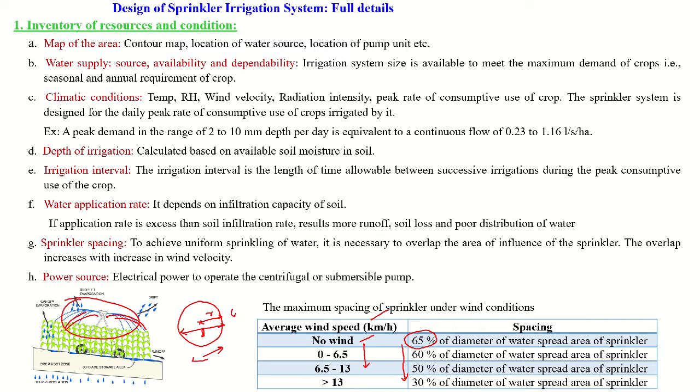Suppose it covers 65% when there is no wind, but in conditions of more than 13 km per hour, the diameter is only 30% of the diameter of the water spread area of the sprinkler. This means higher wind leads to a lesser diameter, meaning lesser distribution of water. So there are chances of overlapping and uneven distribution of water. This is the most important parameter we need to take into consideration.